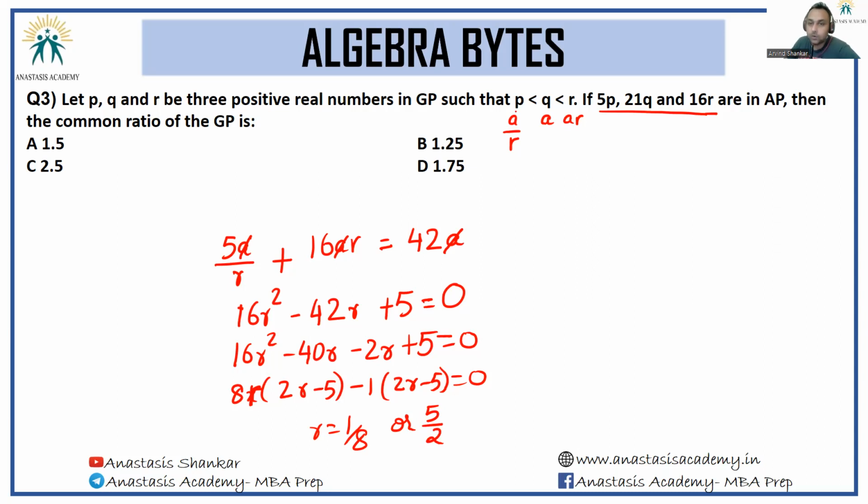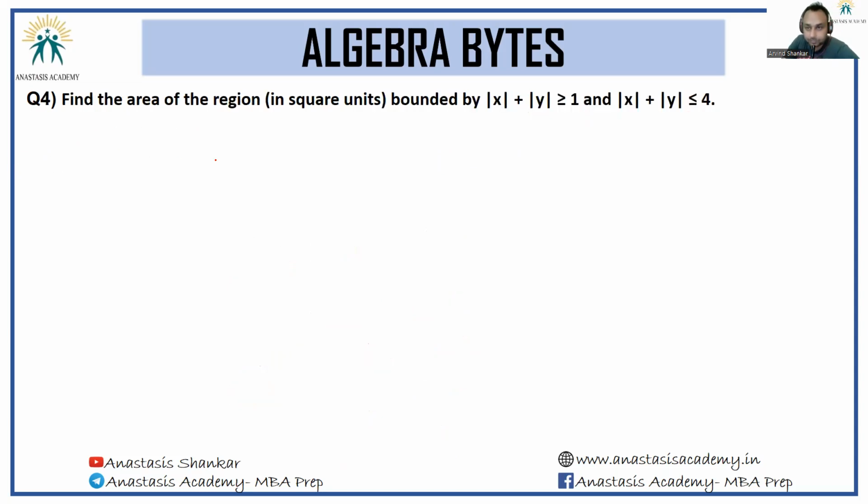Now see, because we were told that p is less than q is less than r, it would mean r has to be greater than 1. If it was less than 1, the values would be diminishing. So r equal to 1 by 8 is not acceptable. The only possible value that r can take is 5 by 2. Therefore, the correct answer is option C.